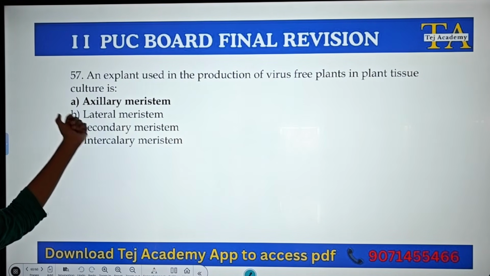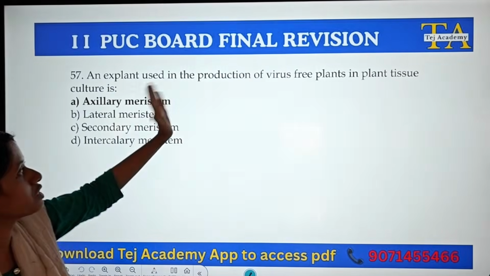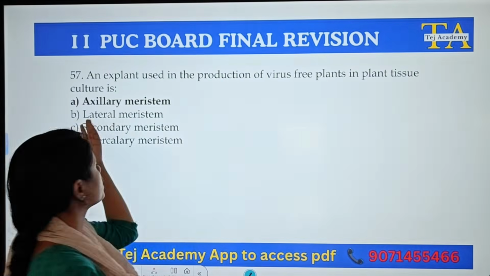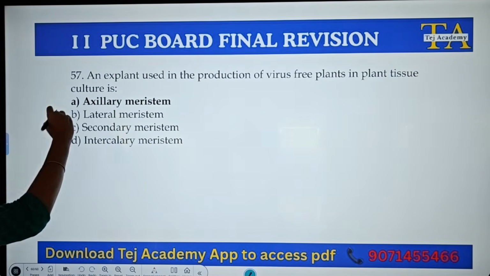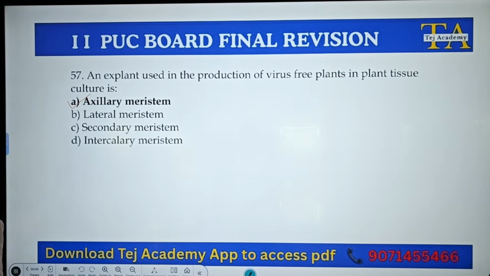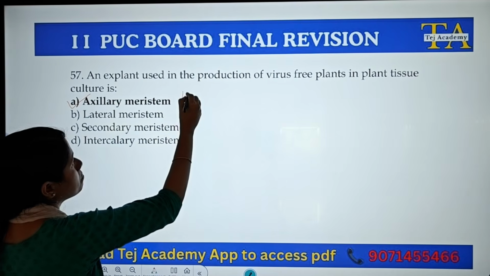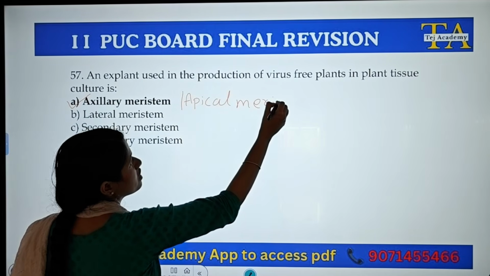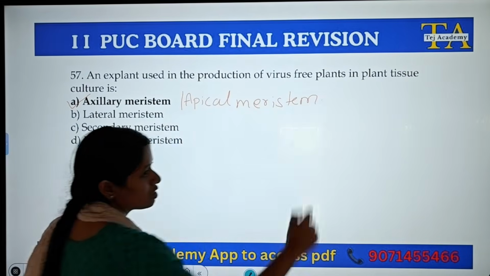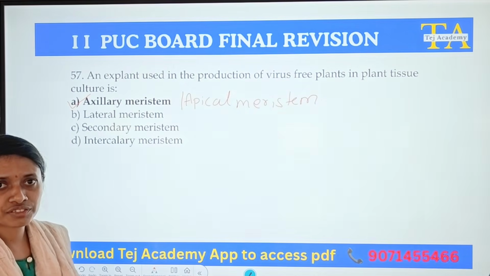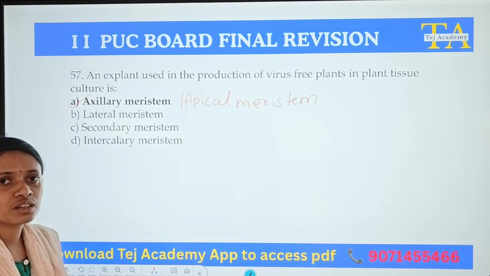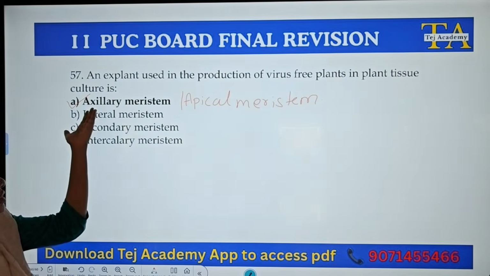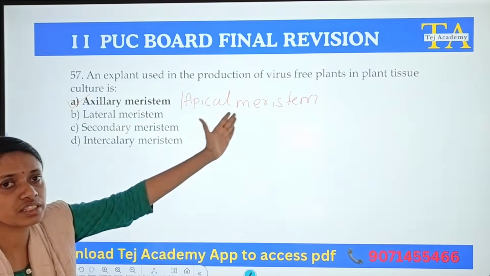The next question, an explant used in the production of virus-free plant in plant tissue culture is? Answer is axillary meristem. Even apical meristem is also used for production of virus-free plant. So if you have a plant at home which is suffering from viral disease and you want to propagate that same plant, then you can use a tissue culture method where axillary meristem or apical meristem can be taken.